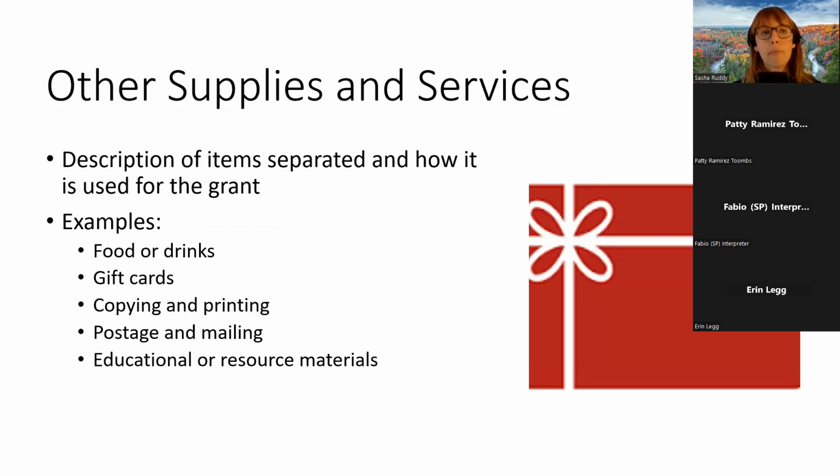The next category that we come to is other supplies and services. So this is really tricky for people because they aren't sure what goes in here and what doesn't. And that's fair, which is why we're having this conversation. So a description of items separated and how it is used for the grant is what we're looking for in this section. Some examples of what you can find here include food and drinks, gift cards, copying and printing from a couple slides ago, postage and mailing, educational and resource materials.